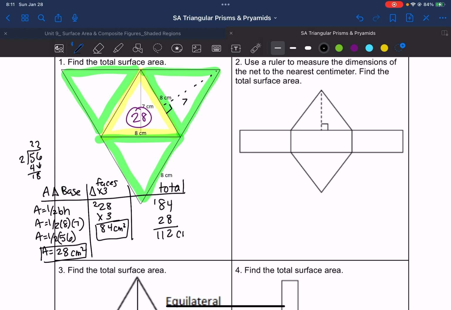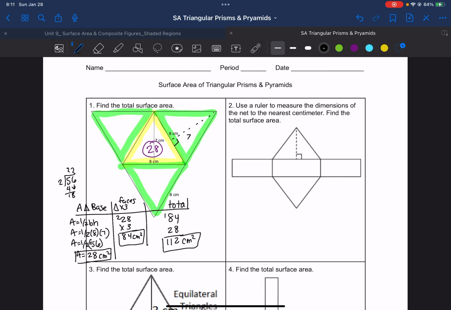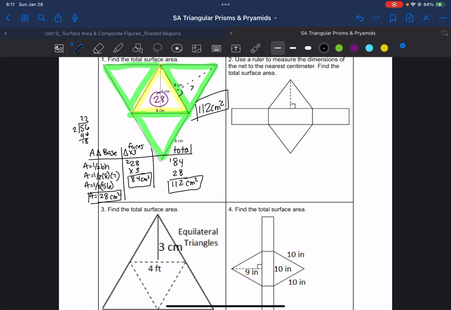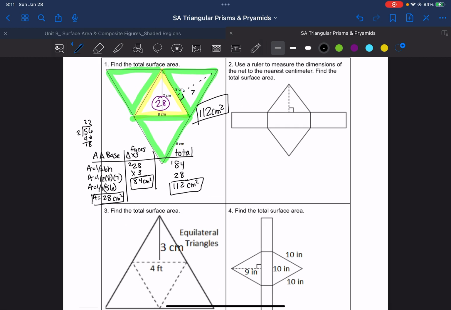So we get 112 centimeters squared. So our final answer is going to be 112 centimeters squared. Okay. All right, we're not going to do number 2 because it does require a ruler that has centimeters, and I currently don't have that. Okay. So we're actually going to do number 4. Pause if you need to, and then go to number 4.